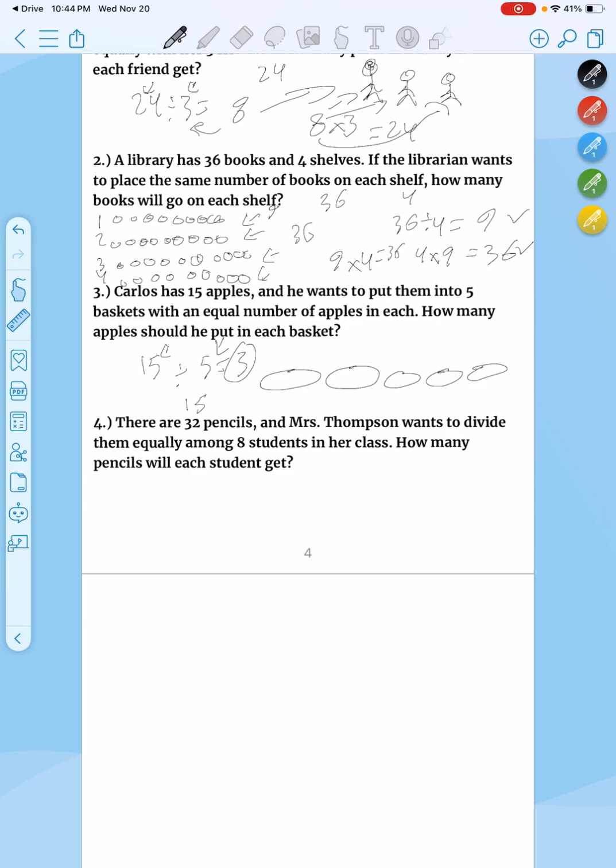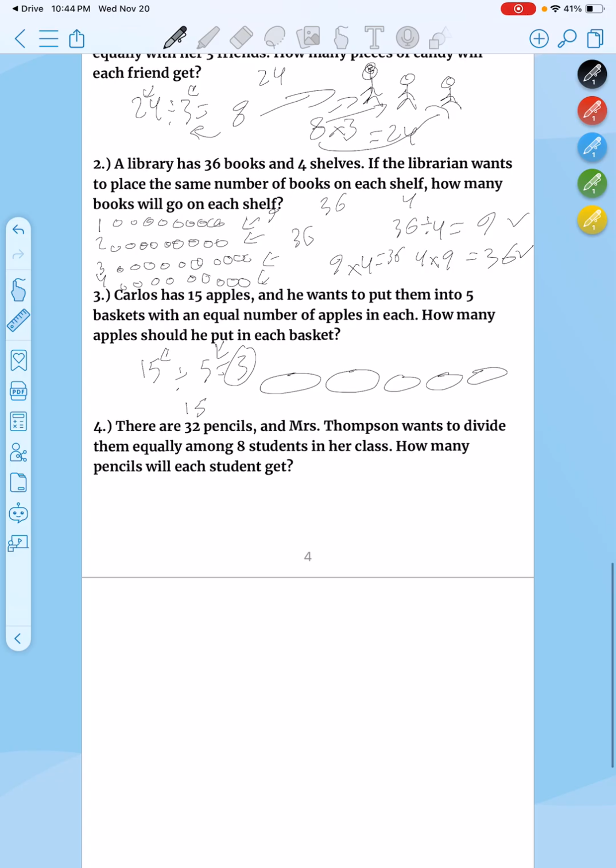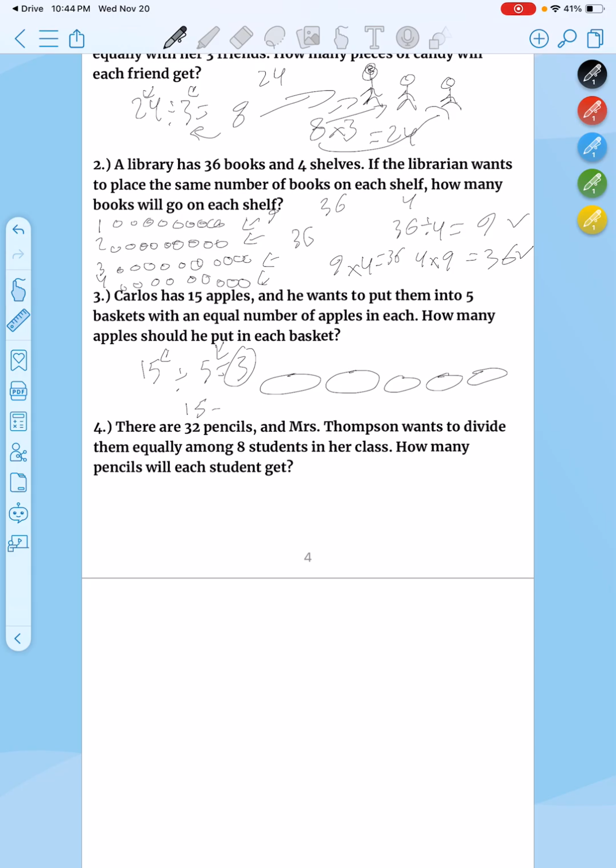So the only way we could figure out how many apples could go in each, an equal amount, is by dividing the amount of apples by the amount of baskets. So 15 divided by 5, because that's the amount of baskets there are, and that's how many apples we have. It would be 3. So 3 apples could go in each. And if we count, this will be 3, 6, 9, 12, and 15, which means our answer is correct.